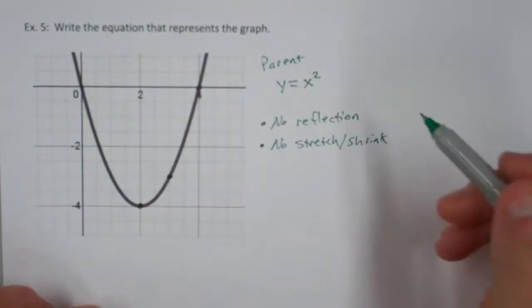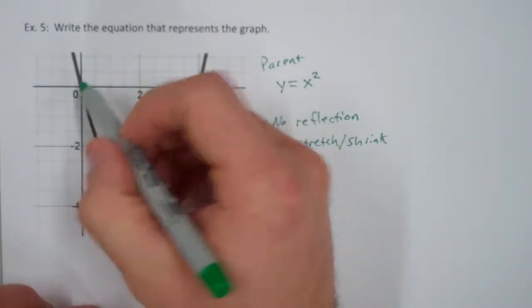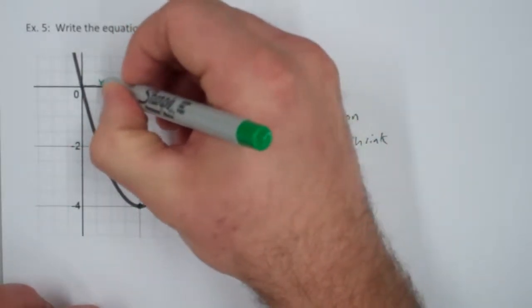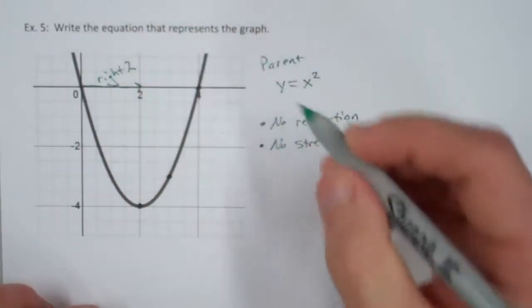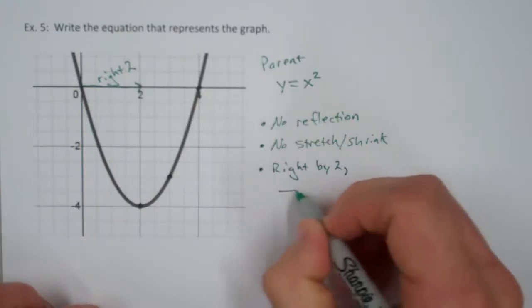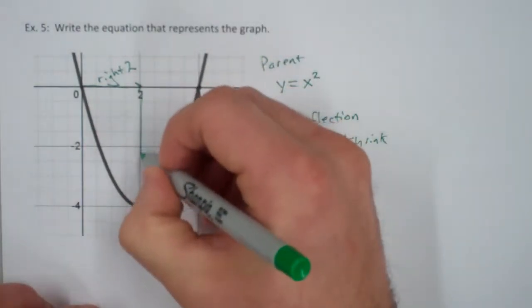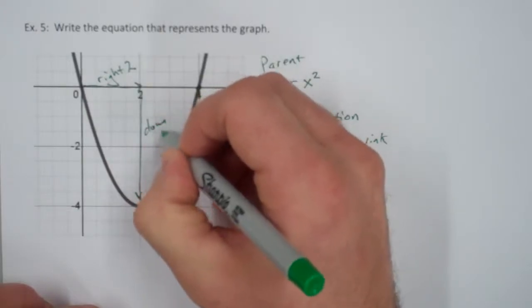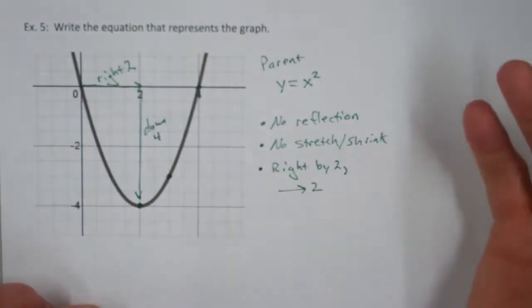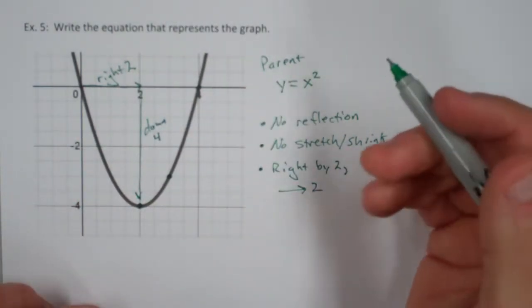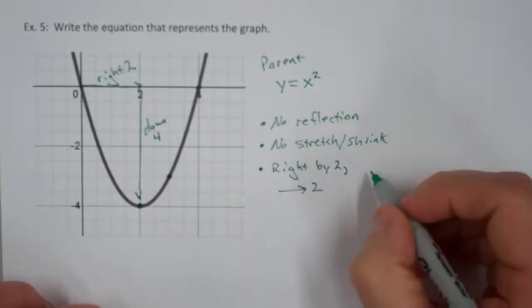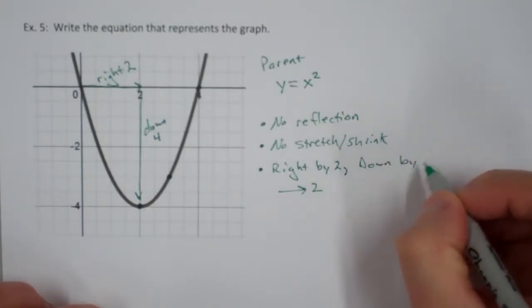Let's look at the position of the vertex. The parent function vertex would be here, and so to get to this new vertex, we need to go right 2. So there is a shift right by 2, or this direction by 2, and also down by 4. The vertex with the parent function would be at 0, 0, and now it's here. I like to look at the vertex, and you can look at any point if you want, but the vertex is kind of nice to use for this because it's already at 0, 0 for the parent function. So then this is going to be down by 4.